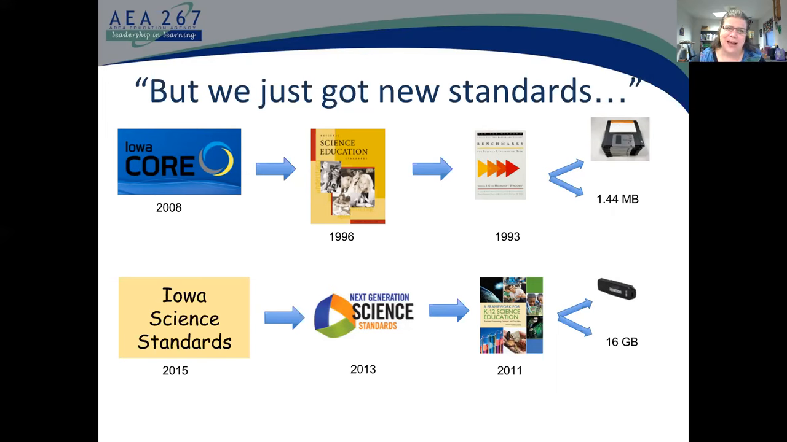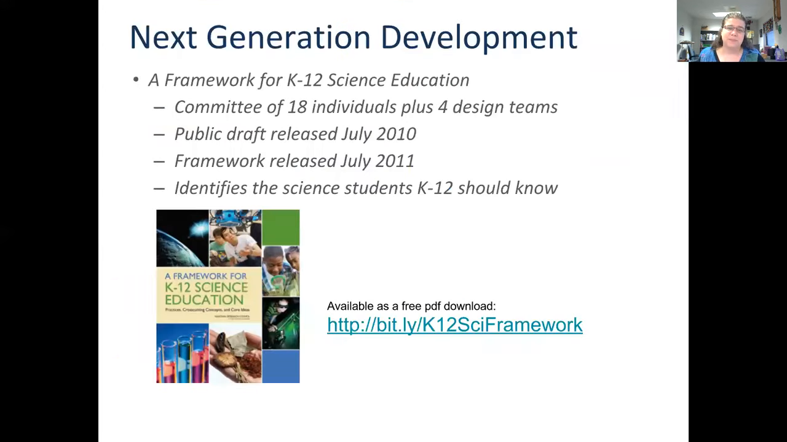We know more about how students learn. We know more about what they should be learning in science. And the science itself has changed from 1993. So these Iowa Science Standards take into account the change in content and the change in our students. So what the millennial students are like and how they learn best.